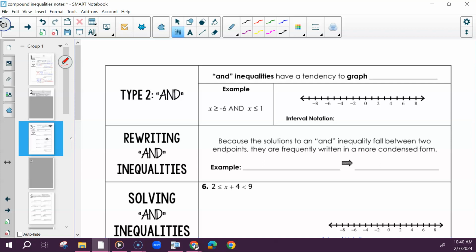So everything we just did about "or" inequalities is the opposite for "and". You don't graph them separately. You do everything together. So "and" inequalities have a tendency to graph together.